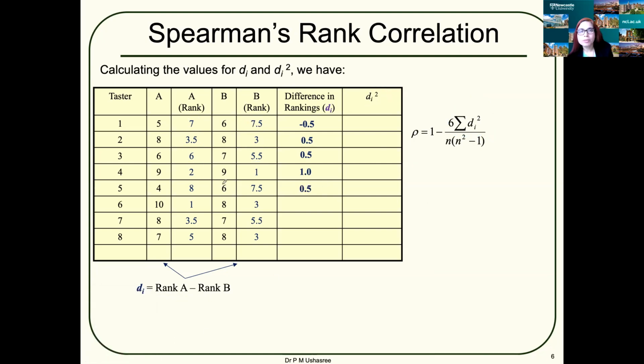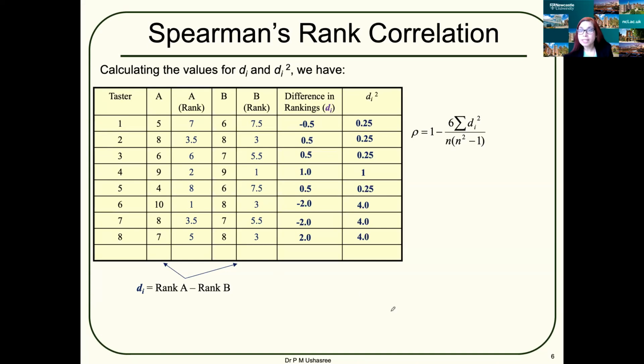So now as you go on, 8 minus 7.5 is 0.5, and so on, you can calculate the differences. Once you do that, you start calculating D square. That is, you just square each of them. So 0.25, what is the square of this? 0.25, good. What is the square of this? 0.25, and so you calculate each one of them.